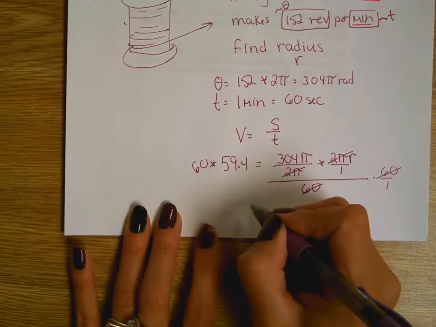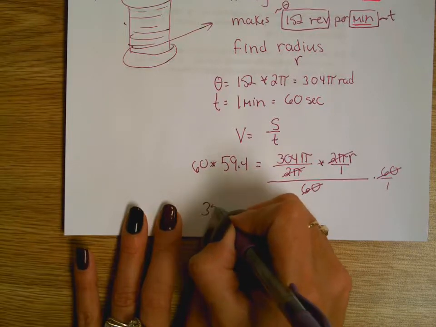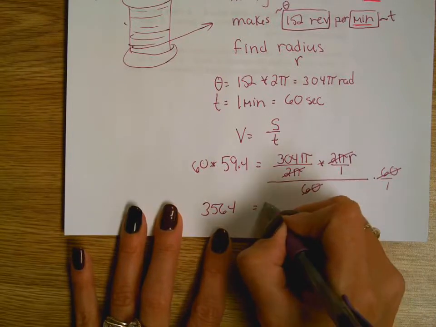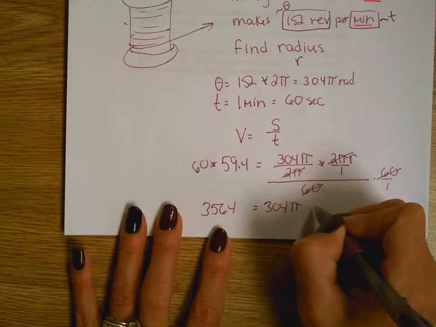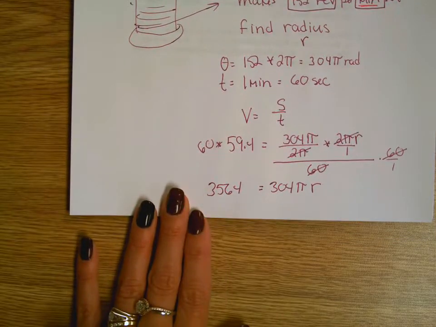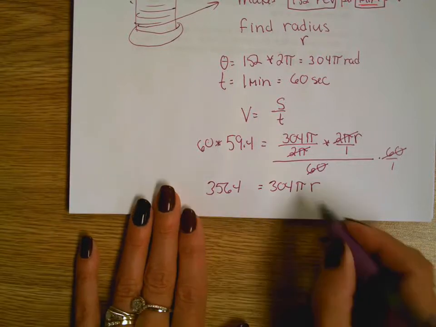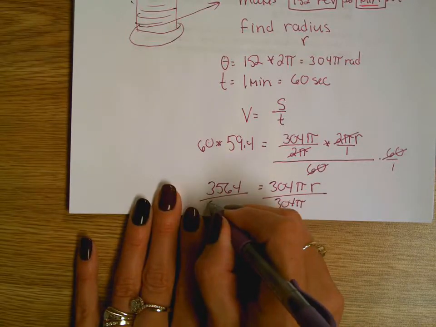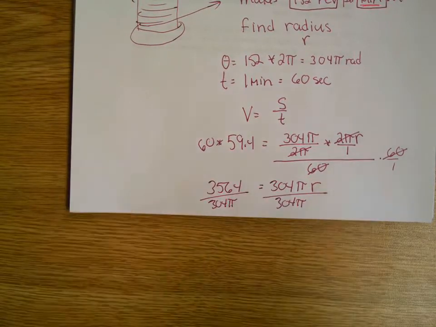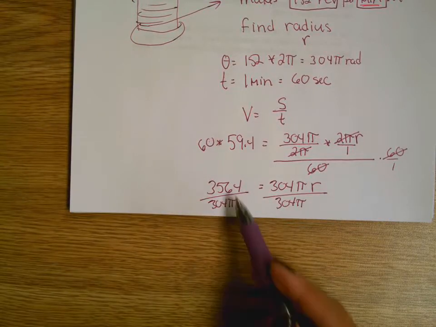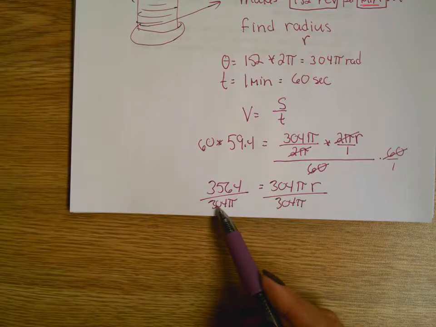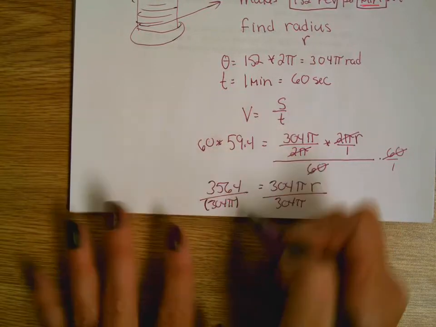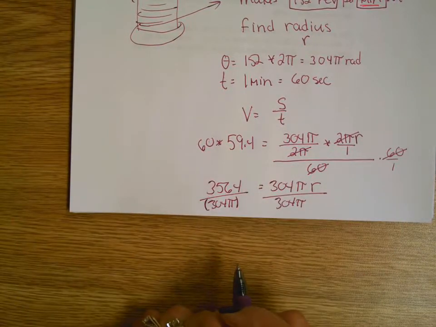Help me out on that number. 3,564 equals, the only thing I have left over here is 304 pi times r. Divide by 304 pi. You're going to want to be careful here. What are you going to need on the calculator? You have to have parentheses. Even though 304 pi looks like 1 unit, if you type it in just like that without parentheses, it divides 3,564 by 304, gets that answer, and then multiplies that by pi. Gotta have it in parentheses so it sees this chunk as what you're dividing by.